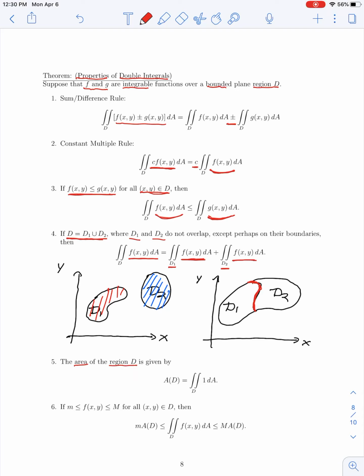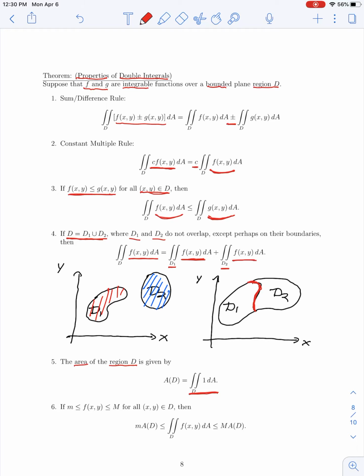Now in the next part of our theorem, we are told that we can use double integrals to find the area of bounded plane regions. So the area of any plane region D can be evaluated as the double integral of the function 1 over that region D.